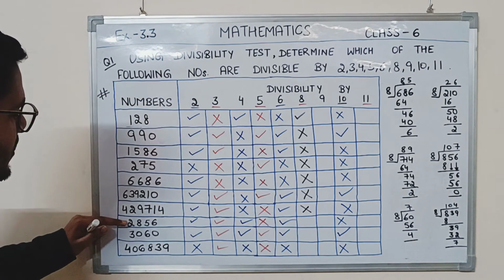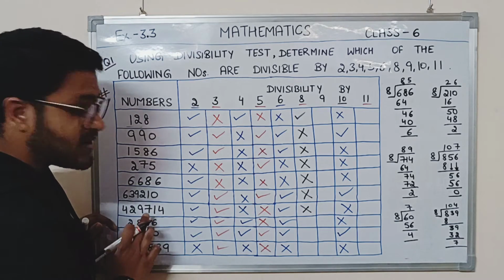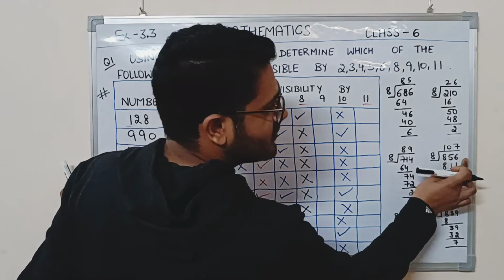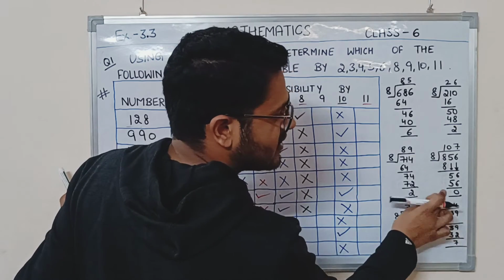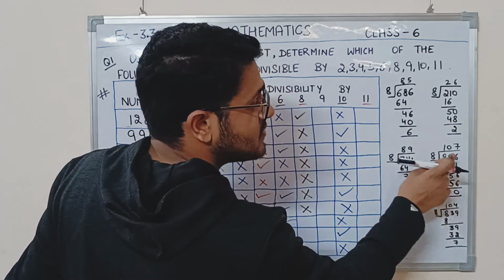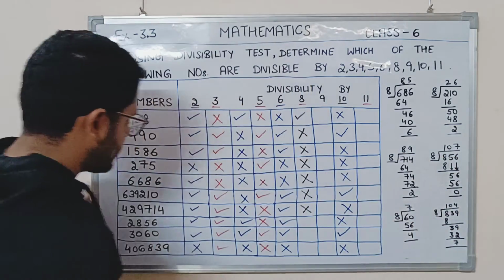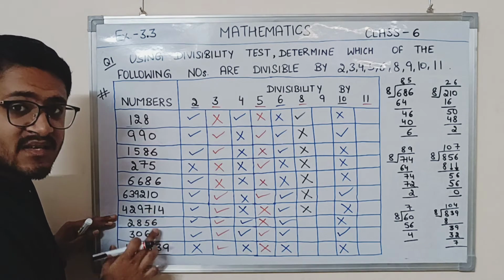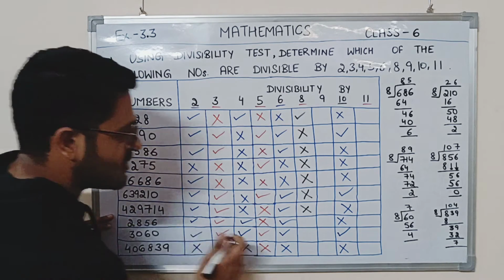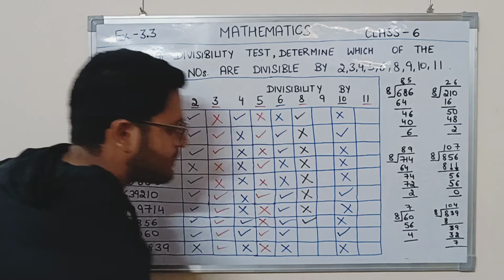Next, 2,856. Last three digits 856. When we divide 856 by 8, we get a remainder of 0, which means this number is divisible by 8. So if 856 is divisible by 8, this whole number is also divisible by 8.